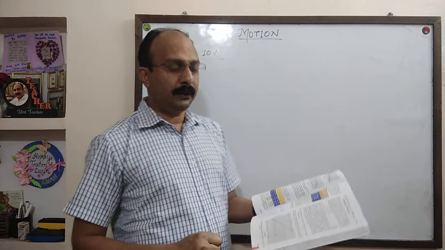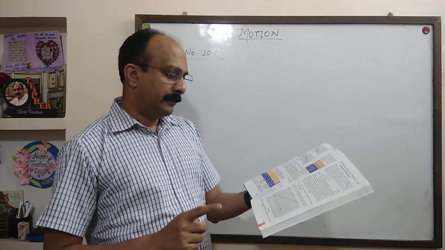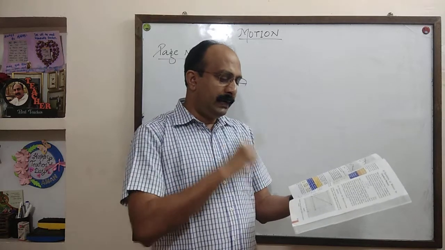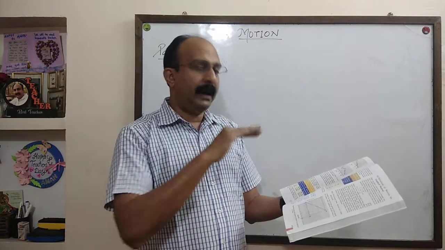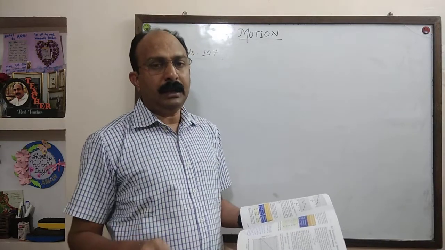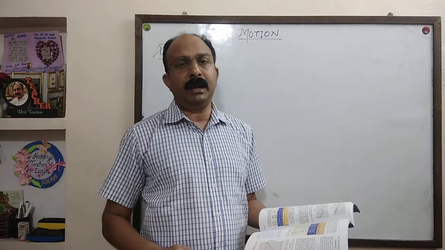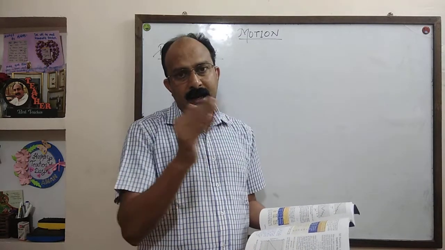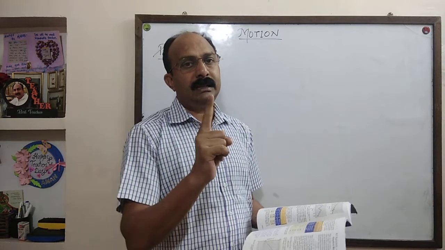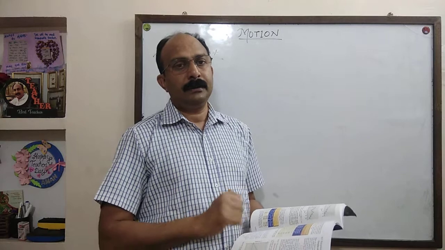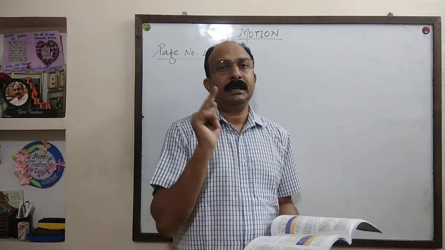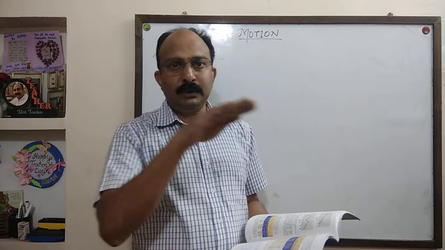See my previous video. Question number 3. What can you say about the motion of an object if its speed time graph is a straight line parallel to time axis? Again, my previous video. If the speed time graph is a straight line parallel to time axis, what does it mean? Time increases but speed is constant. So the answer is constant speed. The body is moving with constant speed.